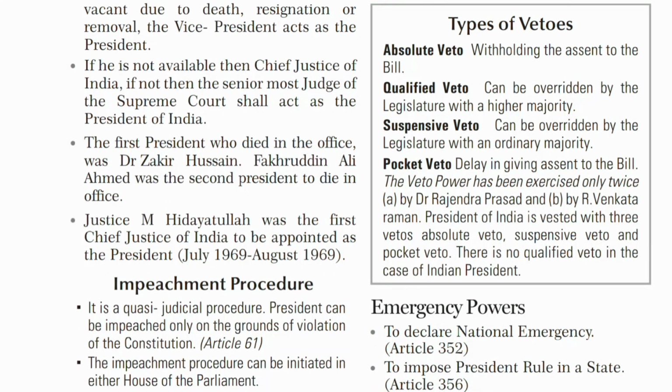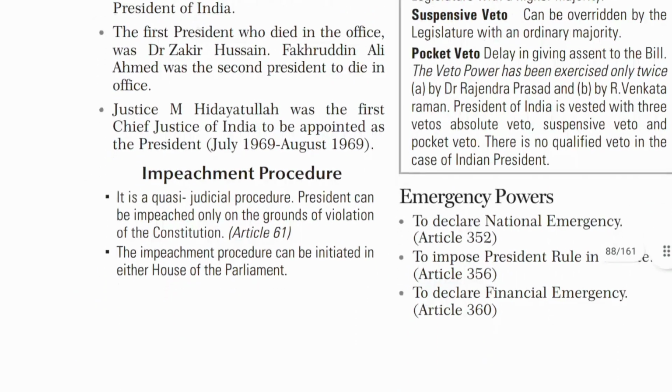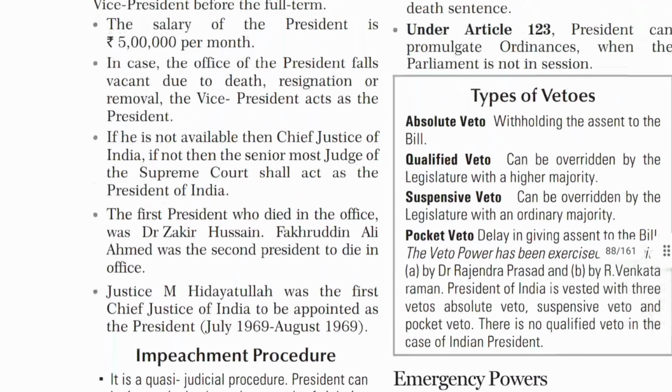The first president who died in the office was Dr. Zakir Hussain. Fakhruddin Ali Ahmad was the second president to die in office. Justice M. Hidayatullah was the first Chief Justice of India to be appointed as the President, July 1969 to August 1969. Impeachment procedure. It is a quasi-judicial procedure. President can be impeached only on the grounds of violation of the Constitution, Article 61. The impeachment procedure can be initiated in either house of the Parliament.